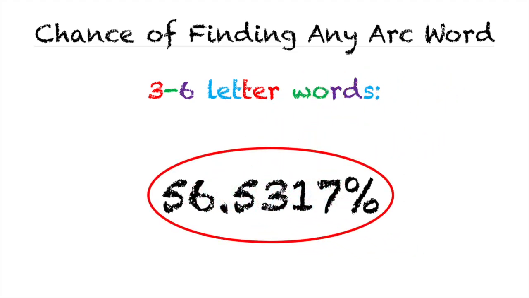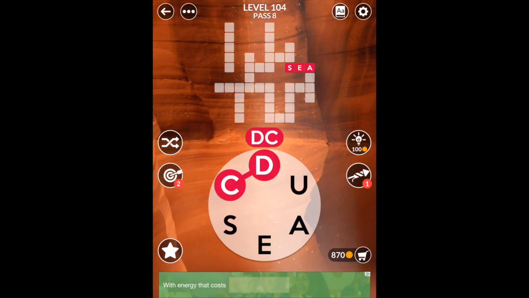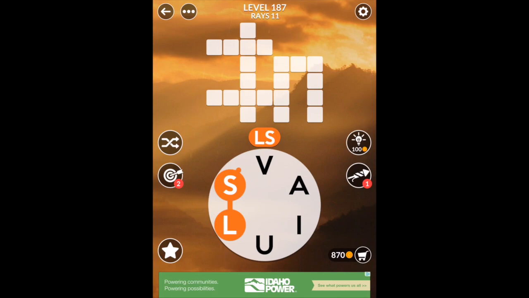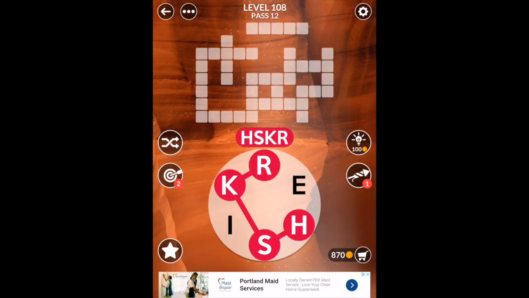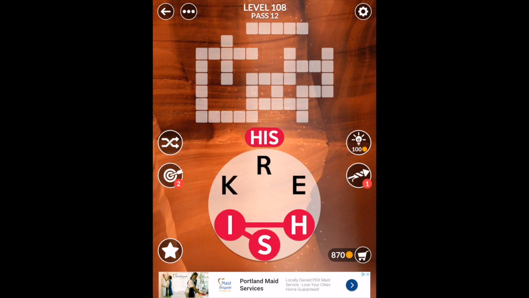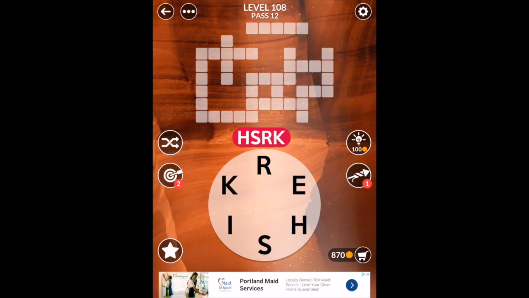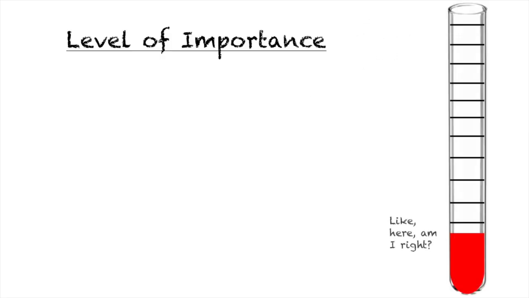Overall, adding up all these percentages gives us a 56.5317% chance of finding any length of arc word. However, doesn't this seem a bit high? Realistically, not all combinations of vowels and consonants will result in a word. For example, if one of the 12 combinations on a certain level is a group of 4 consonants, we can know that no word can be made from the group, and that possibility should be cut out from the possible combinations. But then again, that would take a lot of time and effort. I mean, come on, it can't be that important.